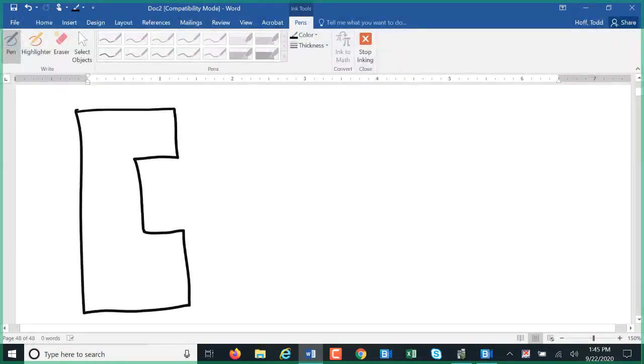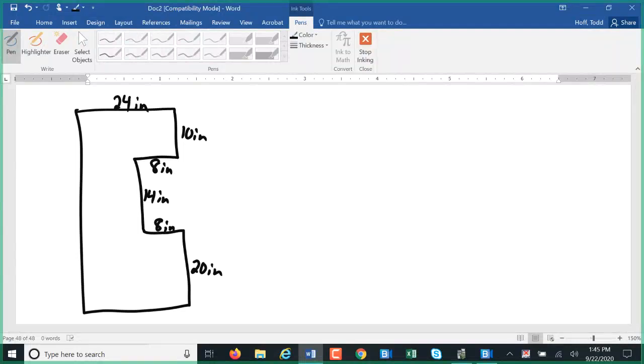All those lines there are square corners, all right angles, even though they may not all look like it. Let's make this 8 inches, 8 inches, 14 inches, 10 inches. We'll make this 20 inches, 24 inches. This one's about the same amount of work either way. It might be a little easier to fill it in and subtract out, but let's do it both ways.